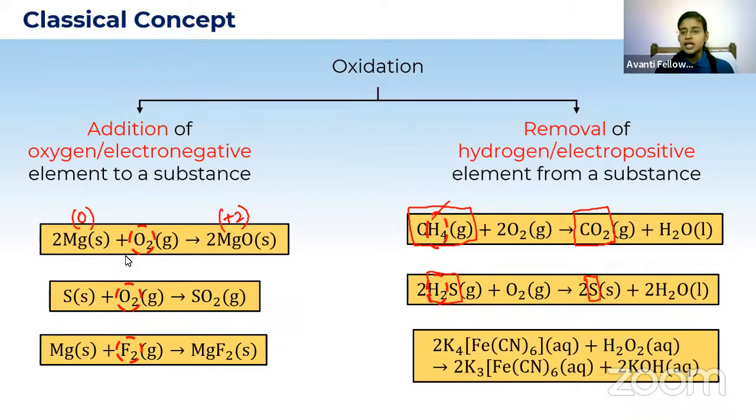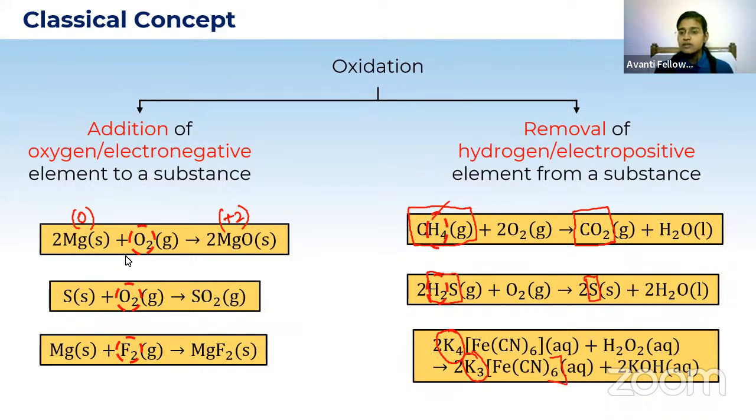Okay. In the third example, you see, we have potassium hexacyanoferrate, K4Fe(CN)6, reacting with H2O2 to form K3Fe(CN)6 with KOH. Now here if you see, we have 4 potassium in the reactant side, but we have only 3 potassium in the product side. Potassium is an electropositive element. So initially we have 4 and we are removing one electropositive.